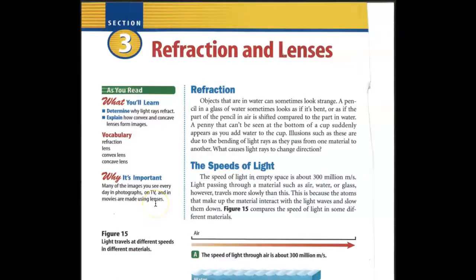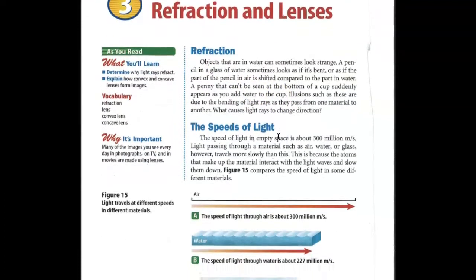All right. Section 3, refraction and lenses. Refraction: objects that are in water can sometimes look strange. A pencil in a glass of water sometimes looks as if it's bent, or as if the part of the pencil in the air is shifted compared to the part in the water. A penny that can't be seen at the bottom of a cup suddenly appears as you add water to the cup. Illusions such as these are due to the bending of light rays as they pass from one material to another. What causes light rays to change direction?